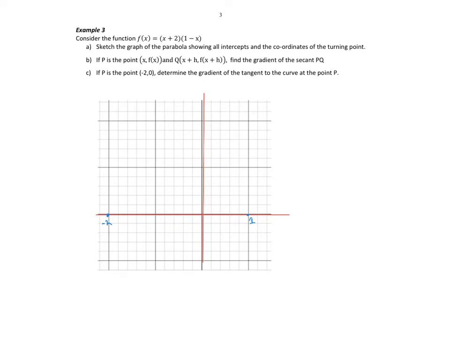Coordinates of the turning point. The turning point is halfway between the two. So what's that? That's going to be there at -0.5. And if I put x equal to -1/2, I'll get f of x equals -1/2 plus 2 times 1 minus -1/2, which is 3 on 2 times 3 on 2, which is 9 on 4. Oops, sorry, that ruler was causing that. So I'm sure we can get a 9 on 4 in there somewhere.